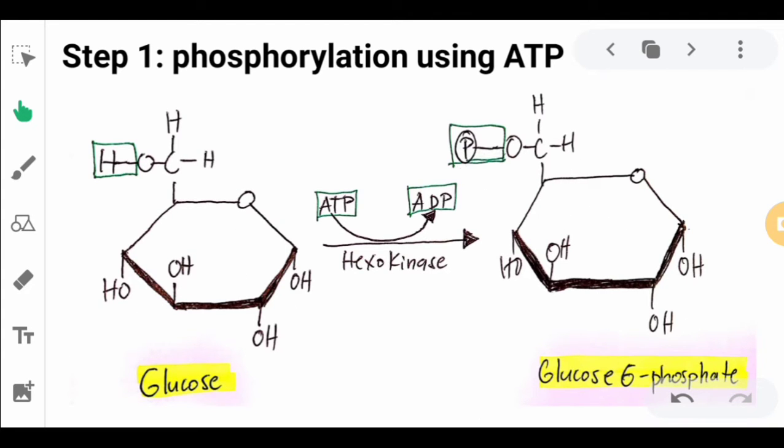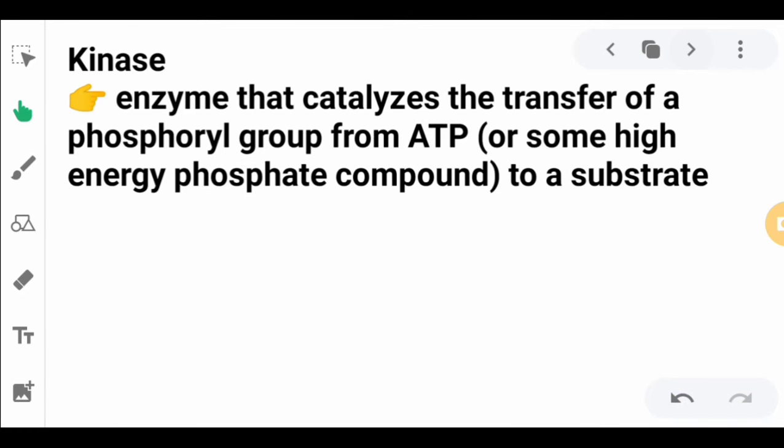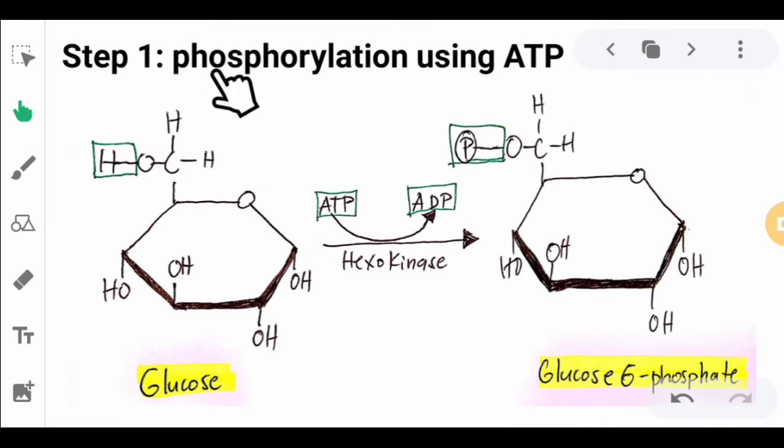So next, phosphorylation means the addition of a phosphate to glucose using an ATP. Here we used energy. We did not produce energy. We utilized energy from ATP.